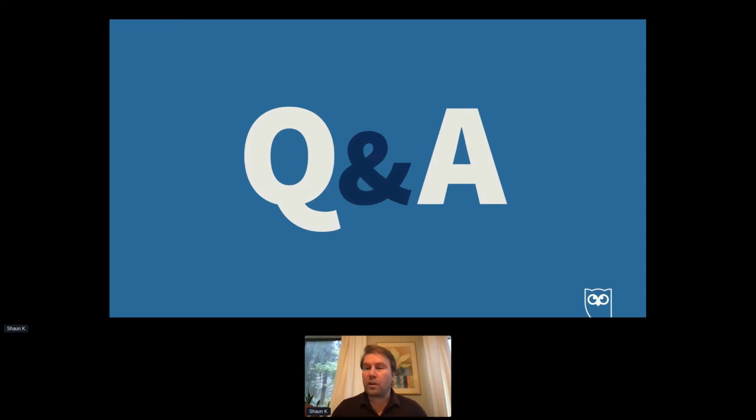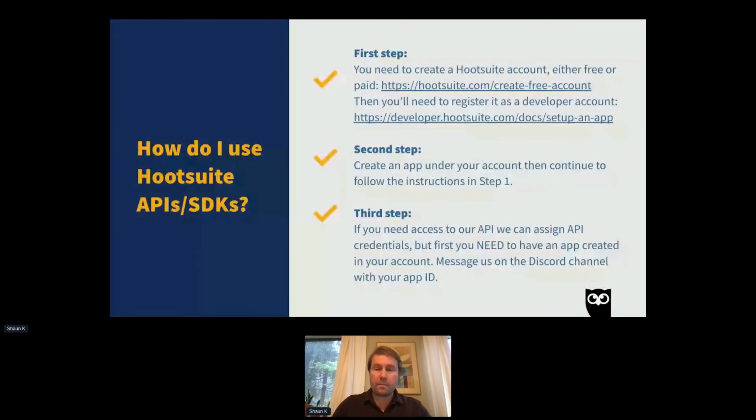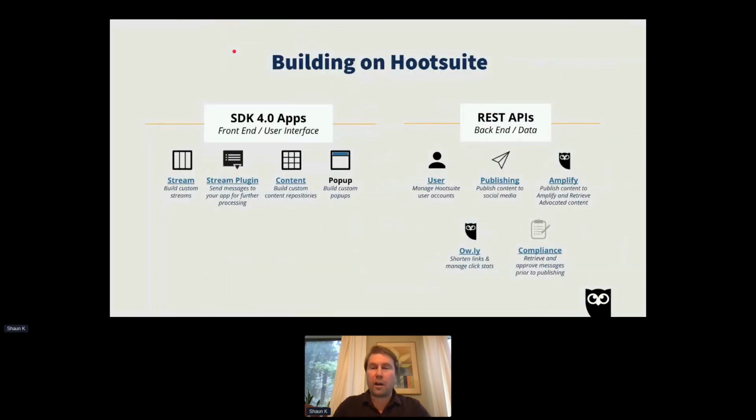To the question from Justin about suggesting to use the publishing API, I would strongly make that suggestion. The other ones that we reference, for example, the Amplify, Owly and Compliance APIs, are strongly tied to enterprise use. If you're just going to create a free account and try to create a basic application as part of this hackathon, I'd suggest sticking to the publishing API because it doesn't require extra setup.